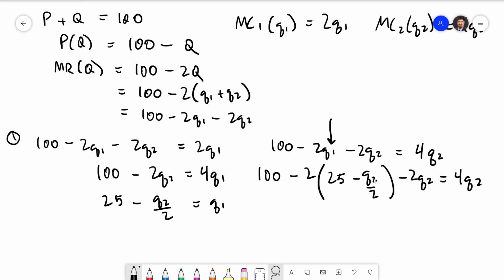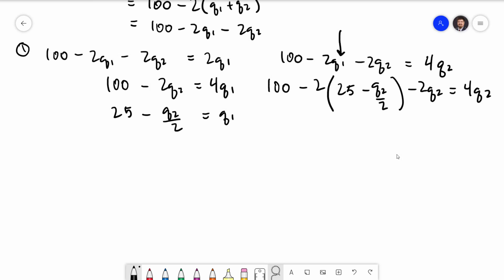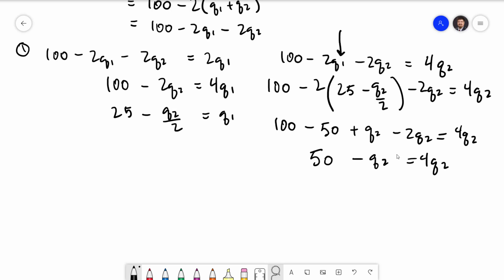I now have an equation that just has a Q2 in it. We'll continue this carefully doing the algebra, so we're going to have 100 minus 50. Now the minus 2 and the minus 1/2 are going to completely cancel out to plus Q2, minus 2Q2 equals 4Q2. 100 minus 50 is 50. And then I have a plus Q2 and a minus 2Q2, so that's going to resolve to minus Q2. Then I'll add the Q2 to both sides, and then divide both sides by 5. That's going to give me Q2 equals 10.